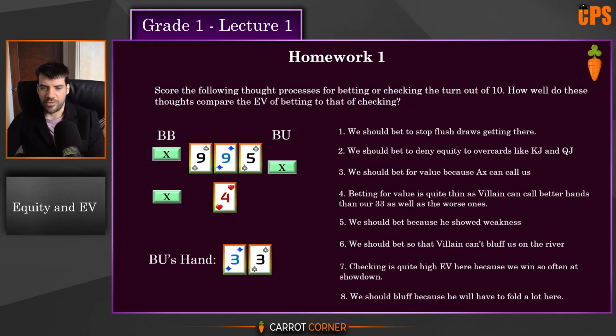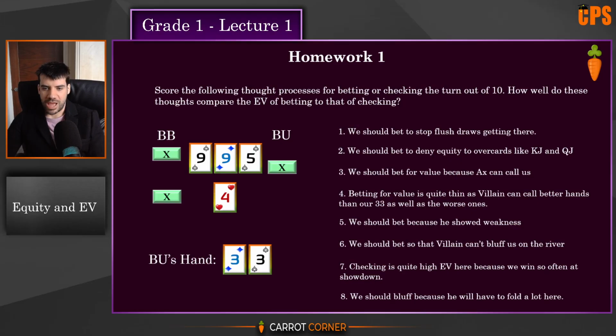Number 4, betting for value is quite thin, as villain can call with better hands as well as the worse ones. This is definitely true. There are a lot of better hands that continue to a bet here that are still in villain's range, and we need to factor these into our EV when we bet. This is definitely the best thought process so far.